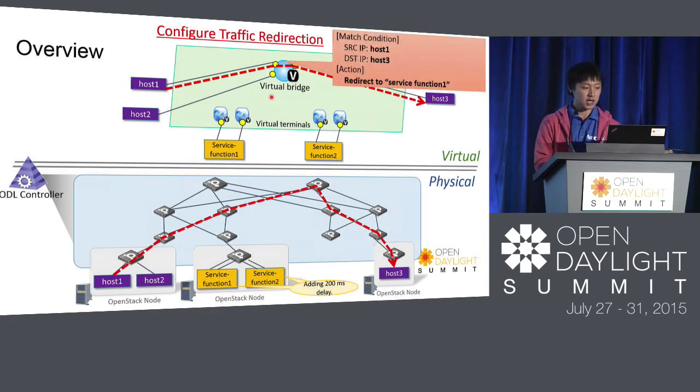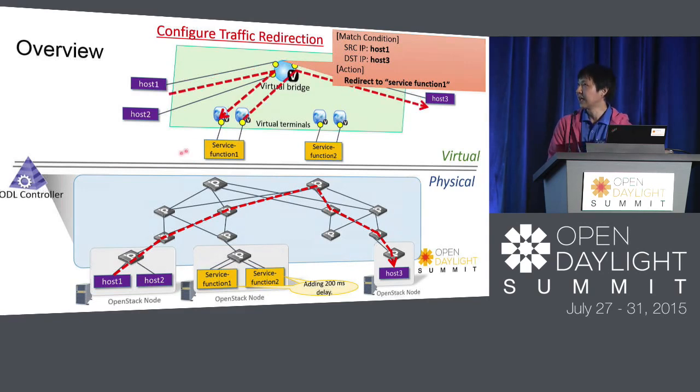At this point, I configure traffic redirection. To do that, I need to specify the target traffic, and define a service function chain. As the target traffic, in this demo, I use source IP address and destination IP address. As the source IP address, I specify host 1's IP address, and as the destination IP address, I specify host 3's IP address. And to insert service function 1 into this traffic, I specify service function 1 in the script. From the point of view of the virtual network, the packet should be forwarded like this.